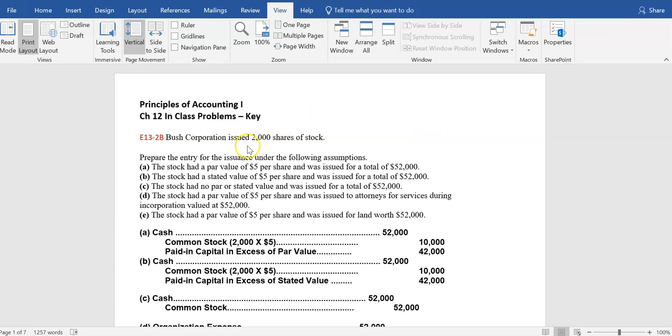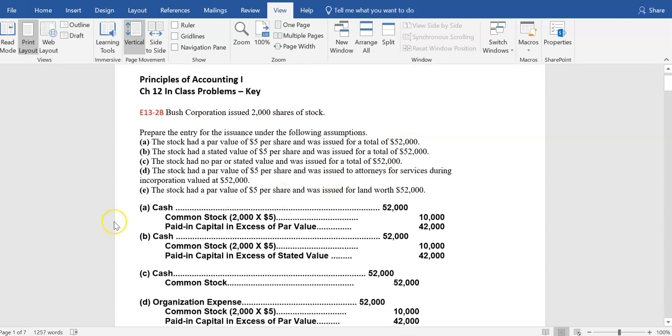Bush Corporation has issued 2,000 shares of stock. We will prepare the entry for the issuance under the following assumptions. This first one, the stock had a par value of $5 per share and was issued for a total of $52,000. The stock was sold. The corporation received cash. Cash will be debited for $52,000.